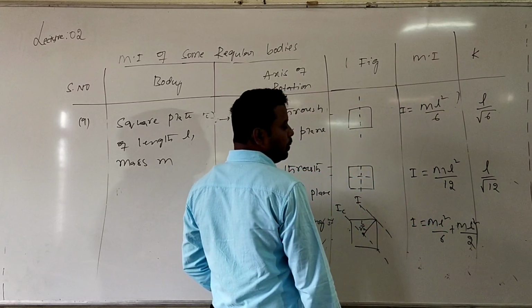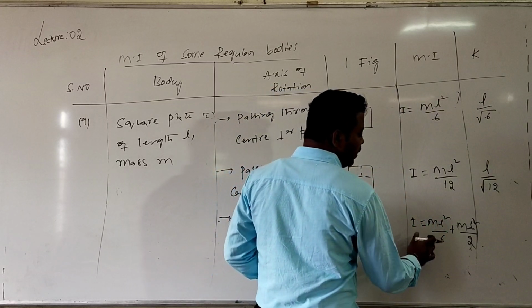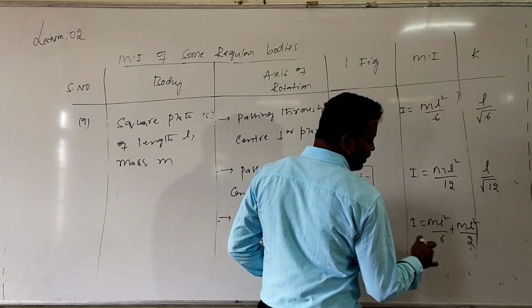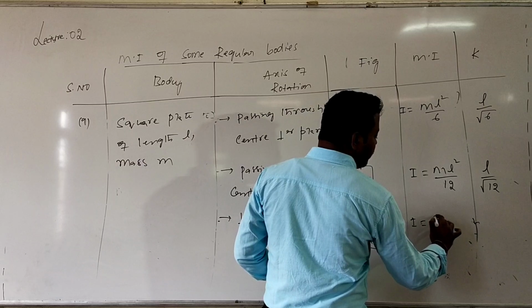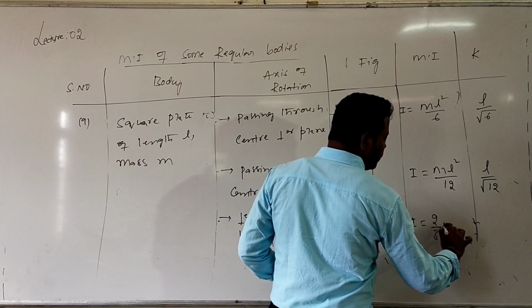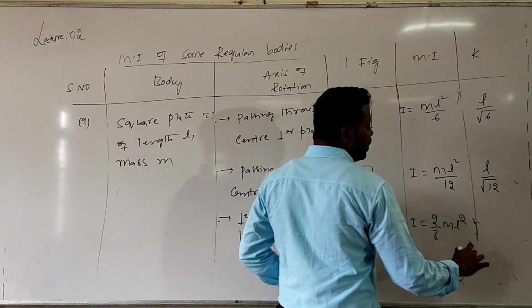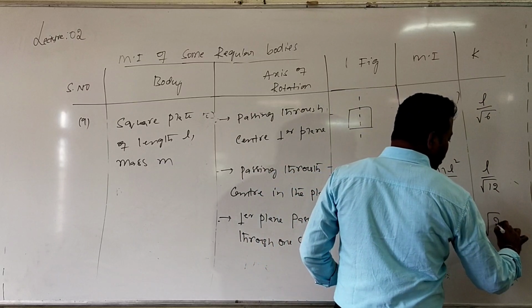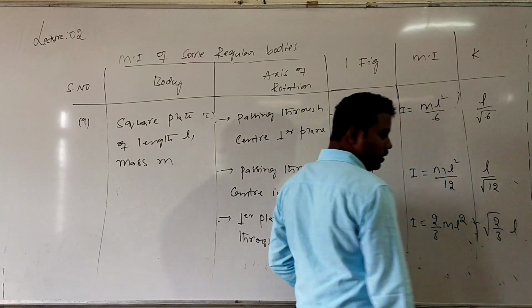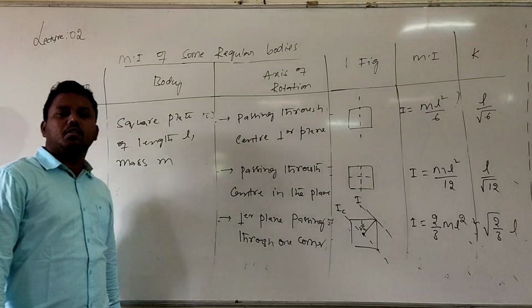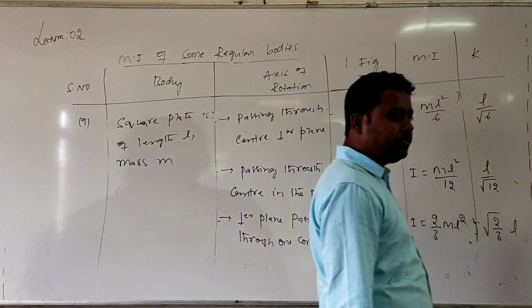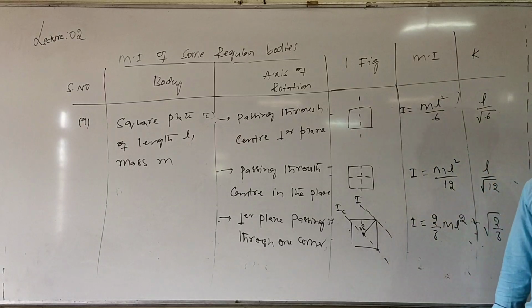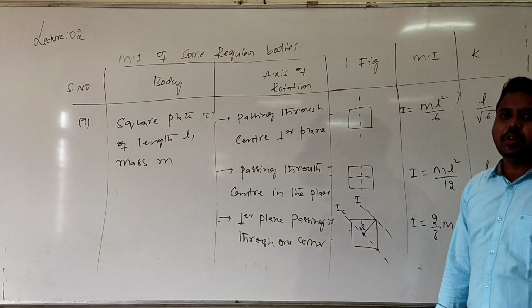Then LCM value will be 6. So what I get, 4 by 6 ML square. After total simplification, the answer is 2 by 3 into ML square, whose radius of gyration root 2 by 3 into L. Understood now? Root of 2 by 3 into L. In this way, we can calculate the moment of inertia of any shape.